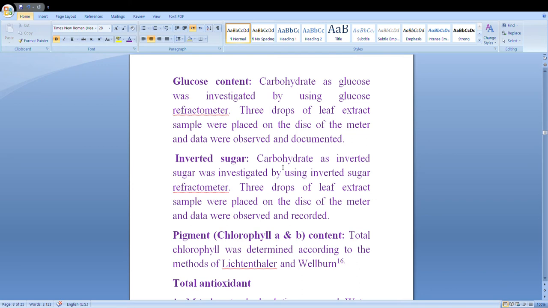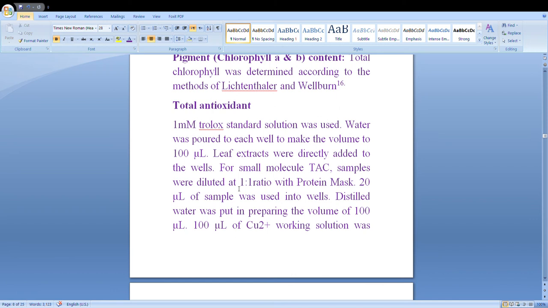Total antioxidant. So we used 1 millimole Trolox standard solution. Water was poured to each well to make the volume to 100 microliter. Leaf extract was directly added to the wells. For small molecules, TAC samples were diluted at 1:1 ratio. 20 microliter of samples were used in wells. Distilled water was poured in, making the volume 100 microliters.